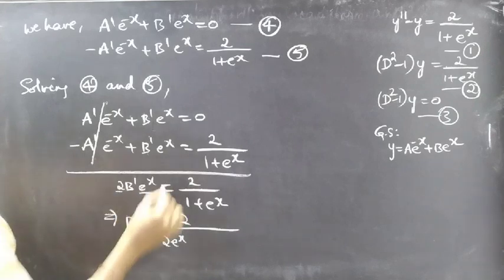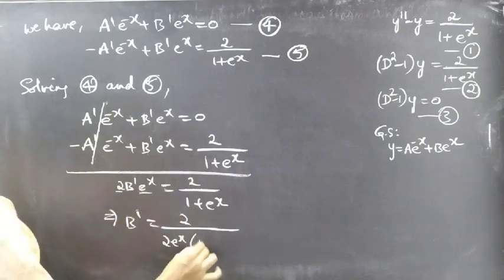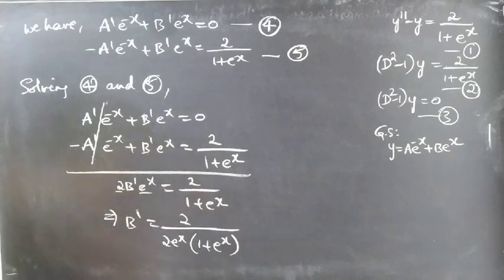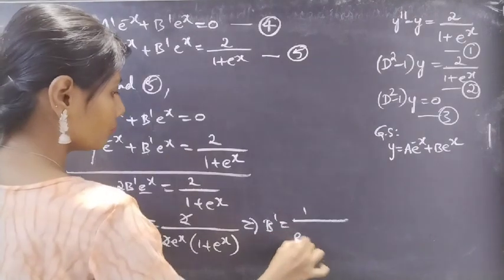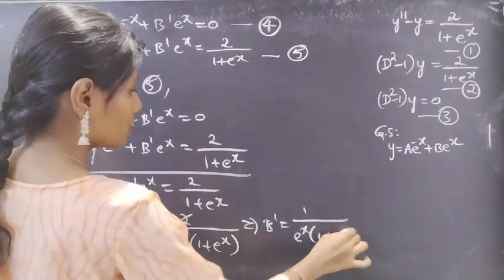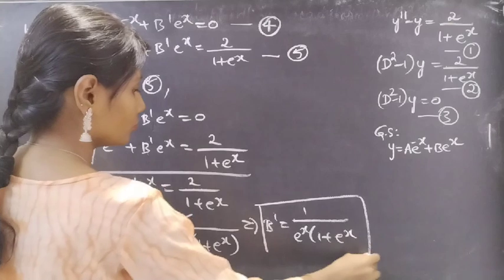Just take 2 and e^x to the RHS, we'll get 2 e^x times (1+e^x). Right, here the 2 gets cancelled and we'll get b' = 1/(e^x (1+e^x)).